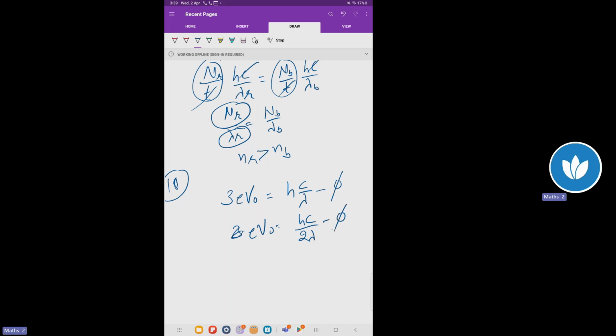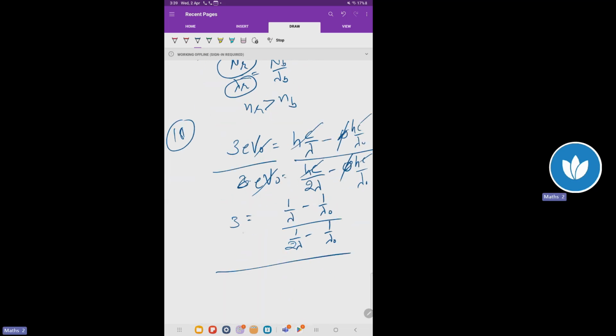The threshold wavelength for the photoelectric emission: phi is hc by lambda naught. Divide these equations. After solving, we get lambda naught is 4 lambda. Option A.